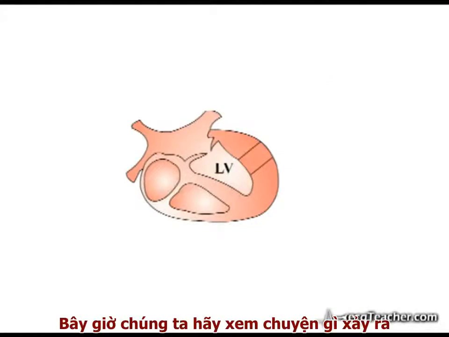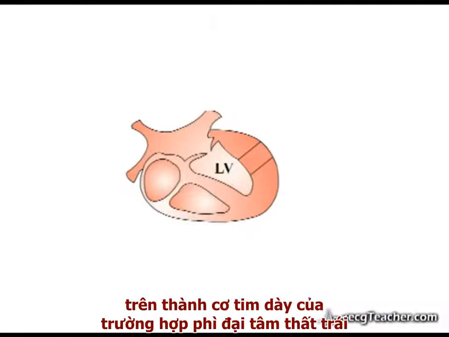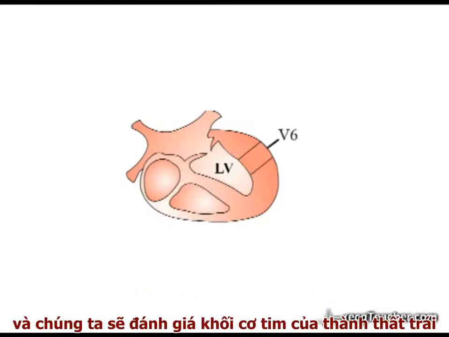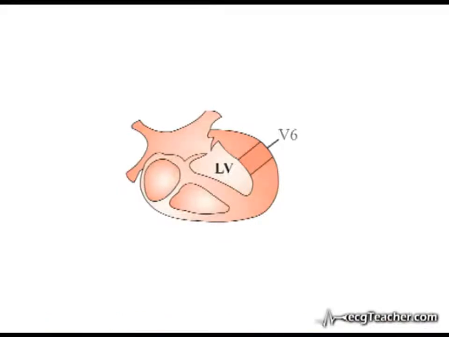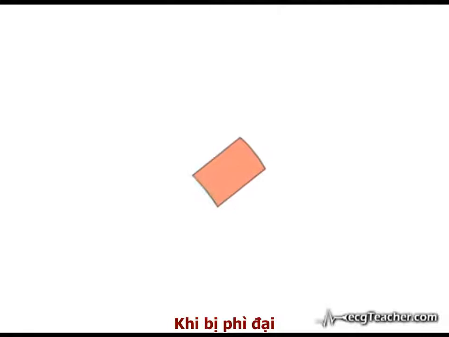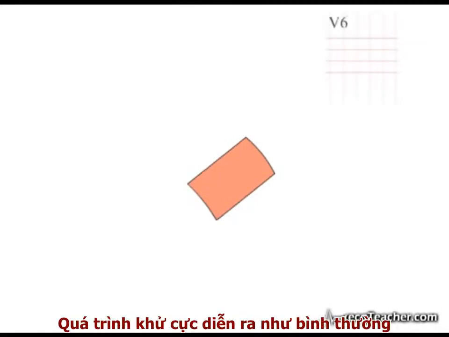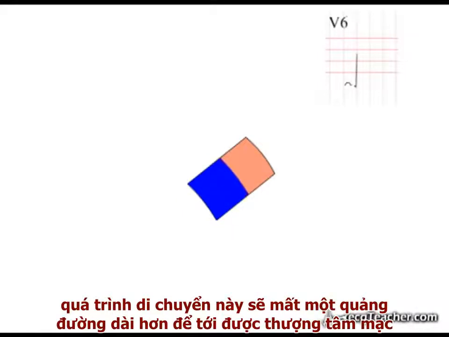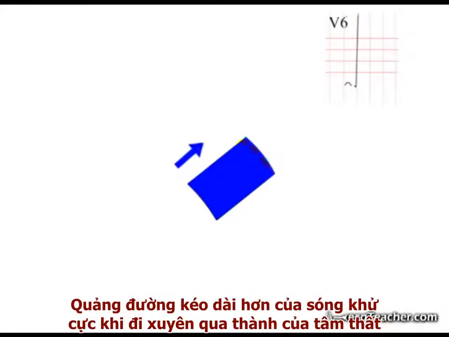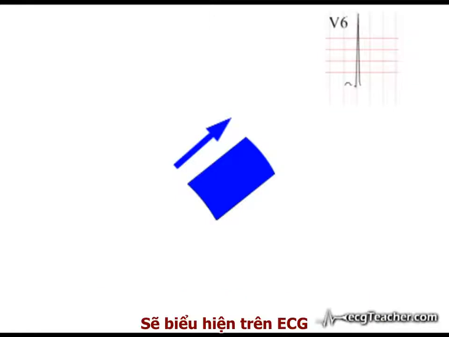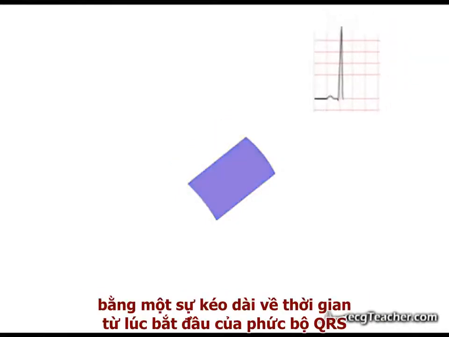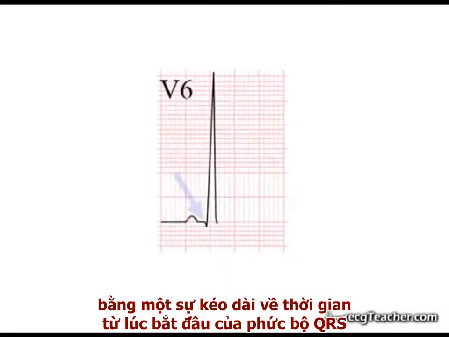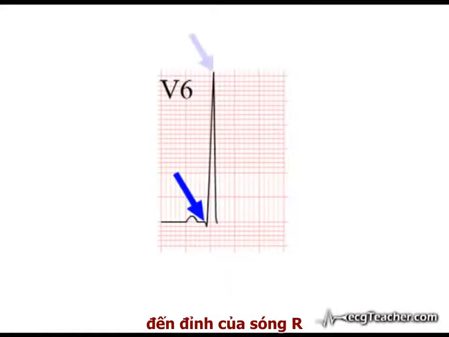Now let's look at what happens in the thickened wall of left ventricular hypertrophy. Again, we will analyze events in that section of the LV wall directly underlying lead V6. In the presence of hypertrophy, depolarization begins as normal in the endocardial region. But as the ventricular wall is thickened, the wave takes longer to reach the epicardium. Prolonged transit of the wave across the ventricular wall will manifest on the ECG readout as an increase in the time from the onset of the QRS complex to the peak of the R wave.